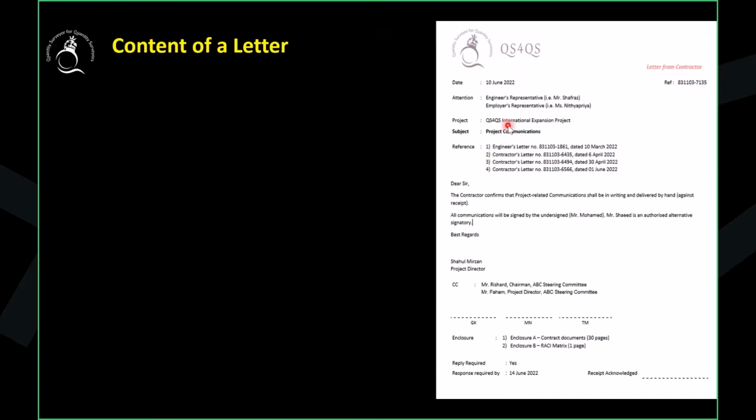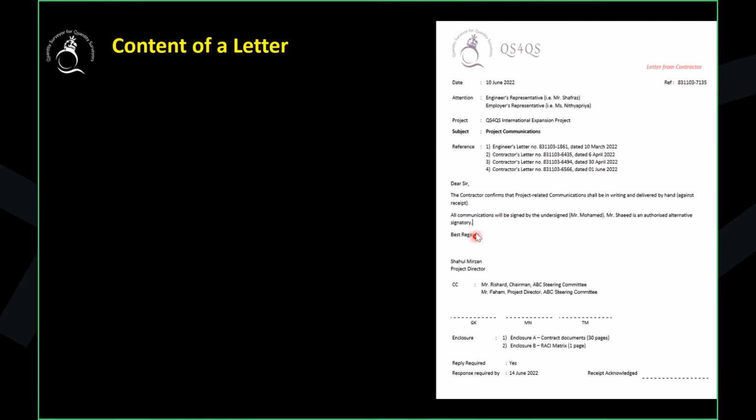Then you have to put any existing correspondence related to these topics. We had an engineer letter and three contractor letters, all are here. That should be the letter number, reference number, and the date. These references are very important. Then you start with Dear Sir. If possible, you can address the party by name, putting the name instead of sir or madam, if you know who you are sending this letter to. Otherwise, commonly you can use Dear Sir.